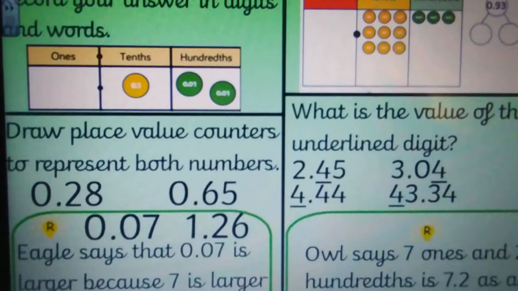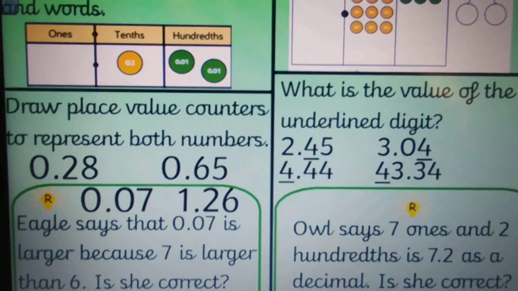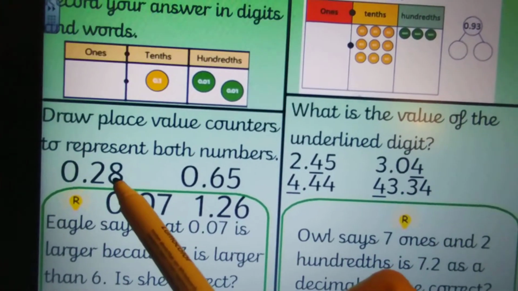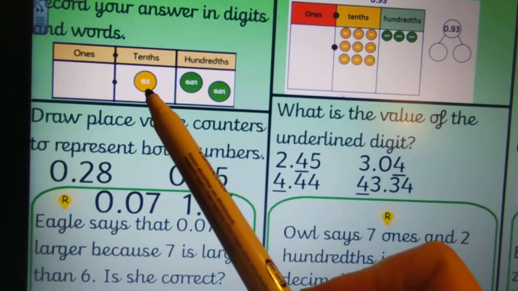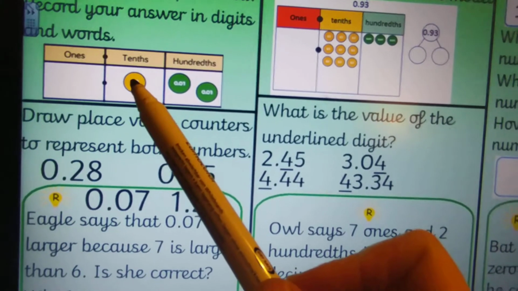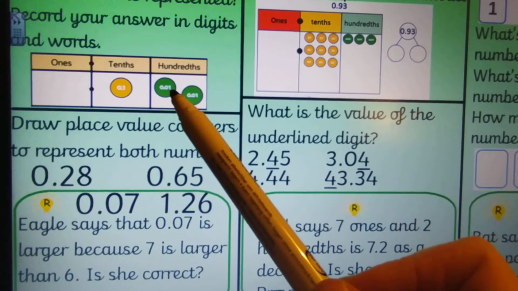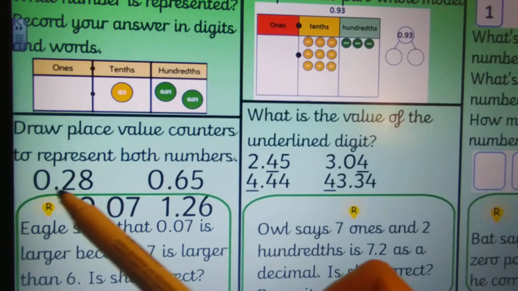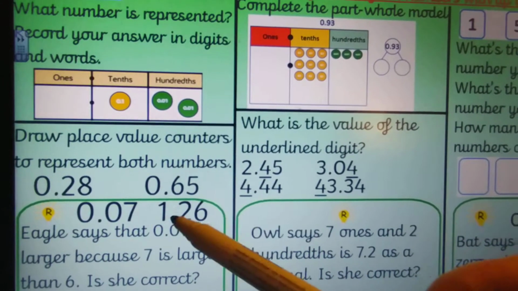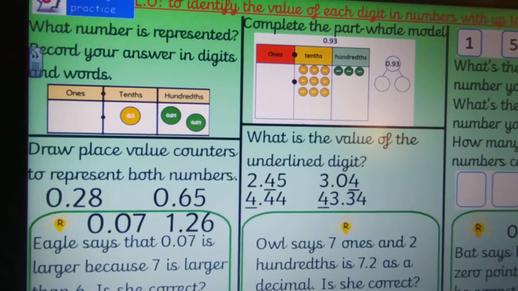On this next one, it says draw place value counters to represent both numbers. So there's two questions here. You need to attempt to draw place value counters to represent 0.28. So thinking about this being 1/10, draw yourself a little counter. If you want to stick to our colour scheme, you could do a little yellow circle, a little green circle for the hundredths. So 0.28 is your first question, and then 0.65. So we are expecting to see some little counters, little circles being drawn for that one, okay?